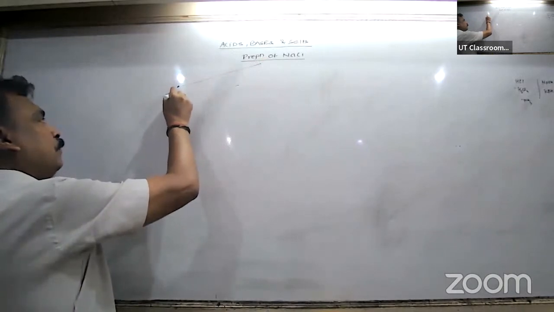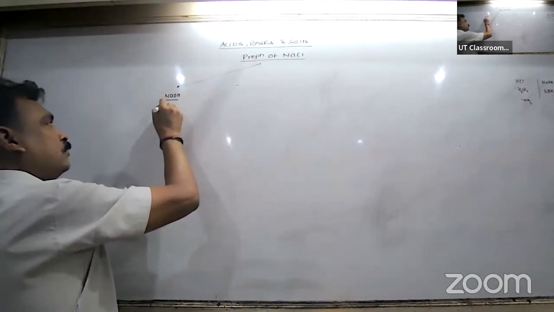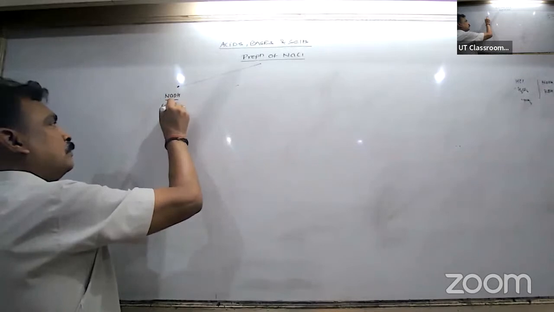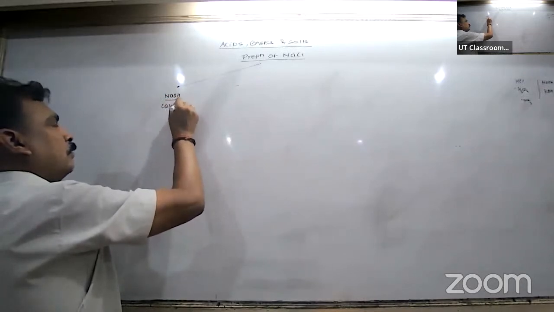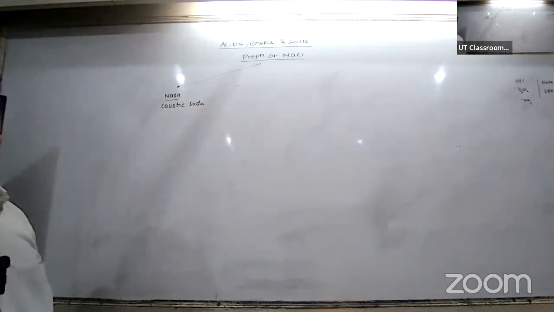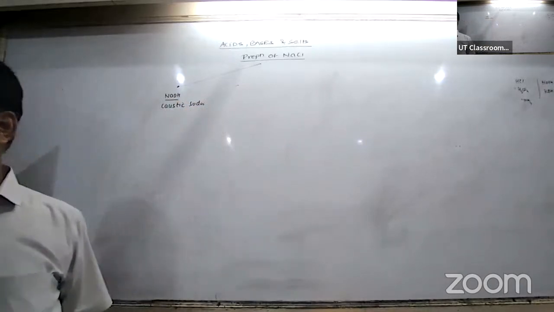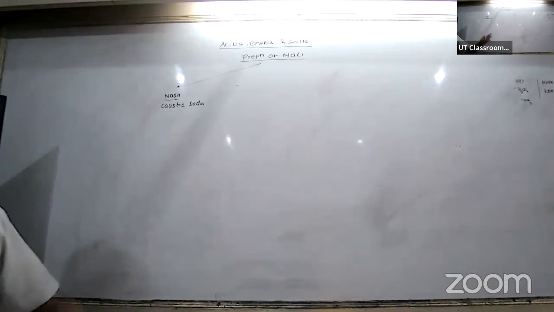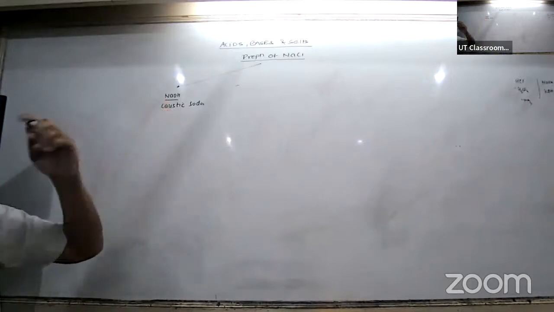So सबसे पहला compound क्या है? NaOH. What is this? It is called caustic soda. Okay. Caustic soda यानी, soda रहेगा तो NaOH. अगर caustic potash है तो उसको क्या बोलते हैं? KOH. उसका brother. Caustic potash. Potash means potassium. Soda means sodium. याद रखें. ठीक है?